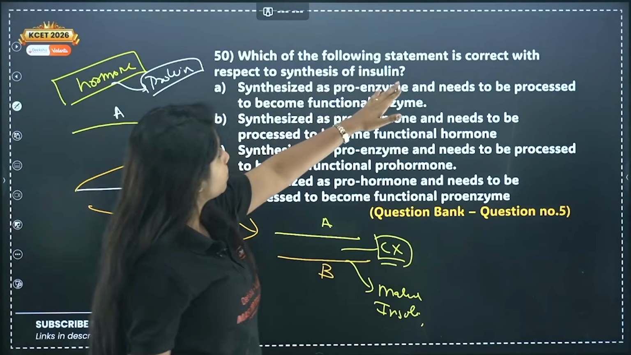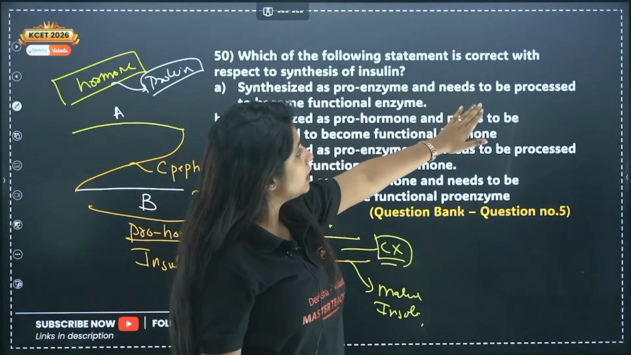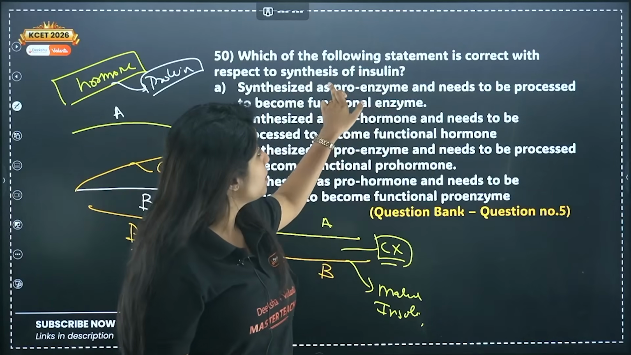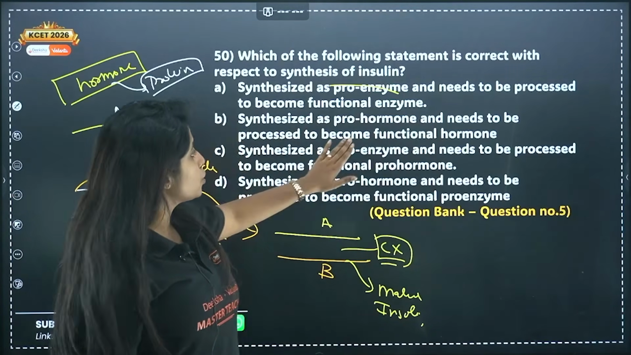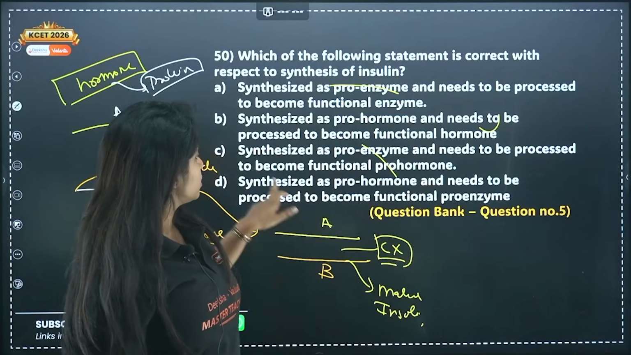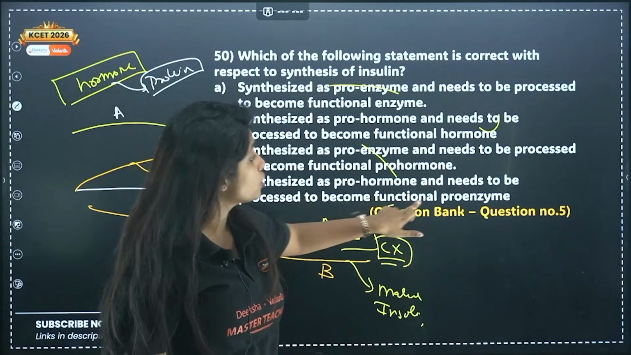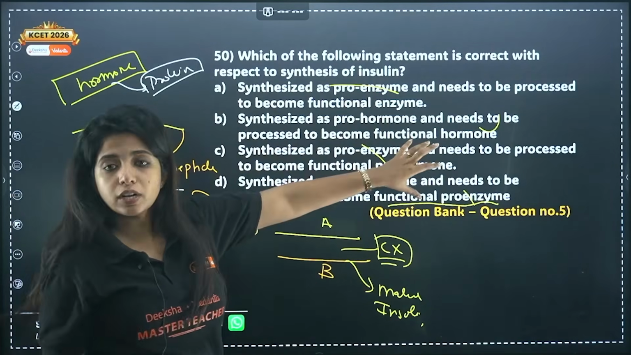So which of the following statements is correct with respect to synthesis of insulin? Synthesized as proenzyme and needs to be processed to become a functional enzyme. Is it an enzyme? Wrong. Synthesized as prohormone and needs to be processed to become a functional hormone. Correct. Synthesized as proenzyme, wrong. Synthesized as prohormone and needs to become a functional proenzyme, wrong. It is a prohormone which becomes a functional hormone.